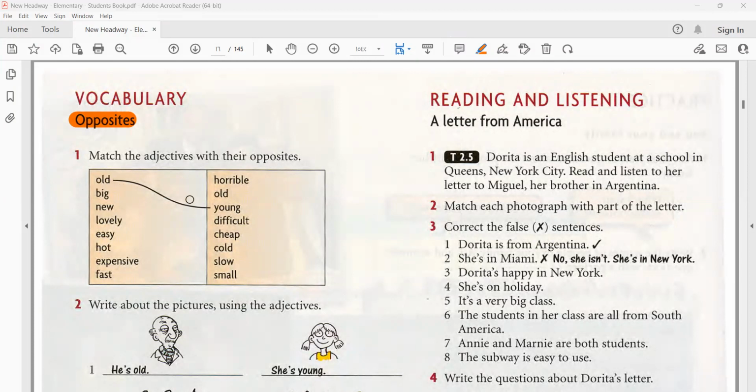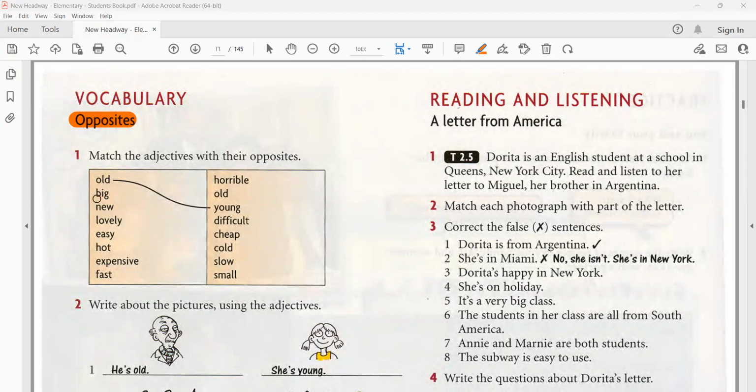So old is the opposite of young. It has a different meaning. Opposites means words that have the different meaning of other words. So old has a different meaning from young. Look at number 1. He's old. Maybe he is 70 years old. She's young. Maybe she's 8 years old. So he's old. She's young.